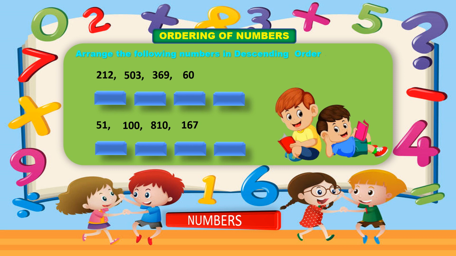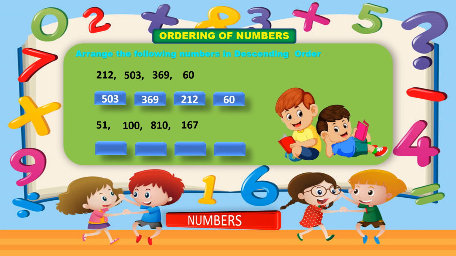Arrange the following numbers in descending order. Descending order means arrange the numbers from greater to smaller. The current order would be 212, 503, 369 and 60. The descending order is 503, 369, 212 and 60.